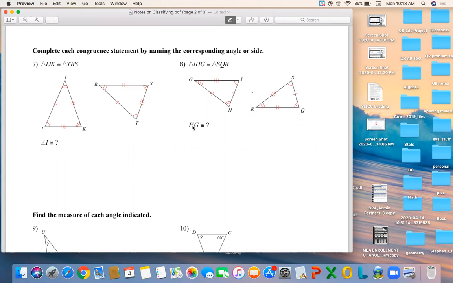If I go over here, HG is right here. There's 2 slash marks on it. So I'm going to go over here. RQ is congruent to HG.